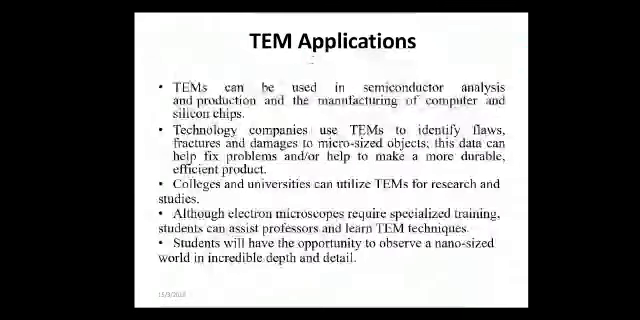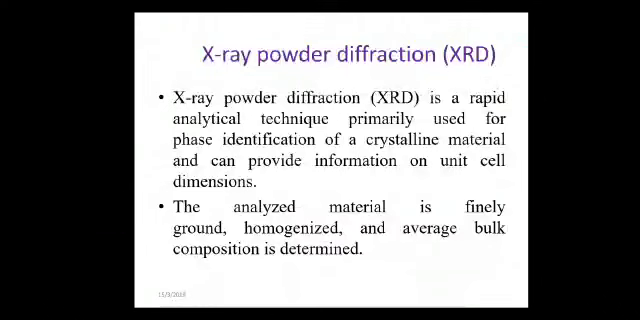The next instrument we are looking at is X-ray diffraction. X-ray diffraction is a rapid analytical technique primarily used for phase identification of a crystalline material and can provide information on unit cell dimensions. The analyzed material is finely ground, homogenized, and average bulk composition is determined.